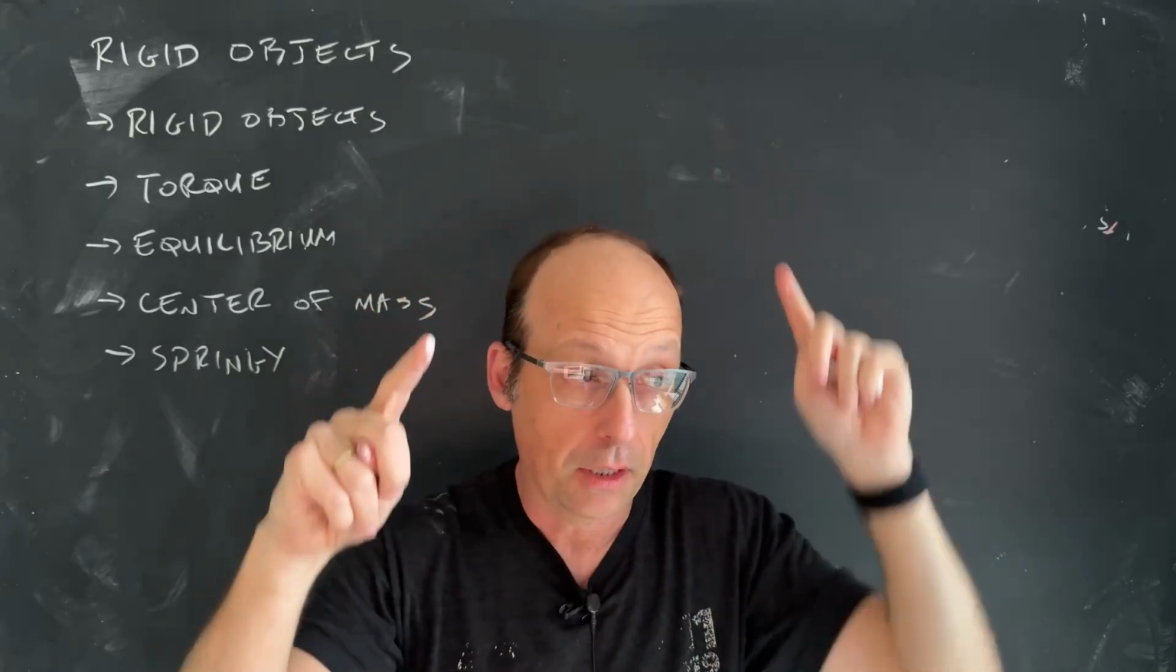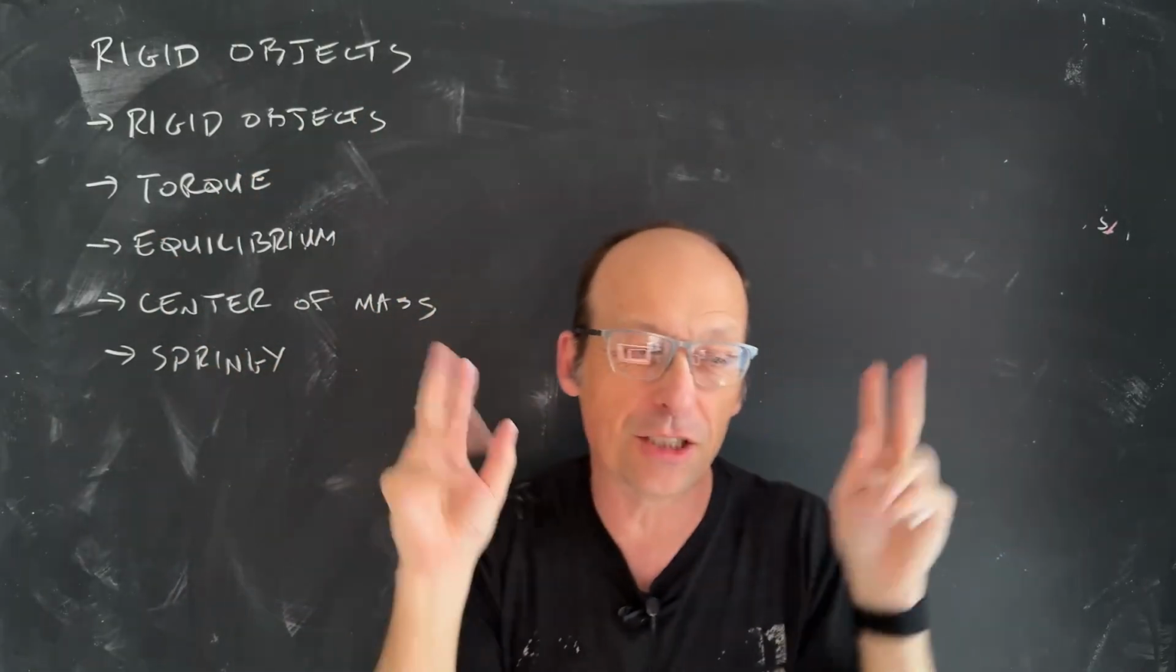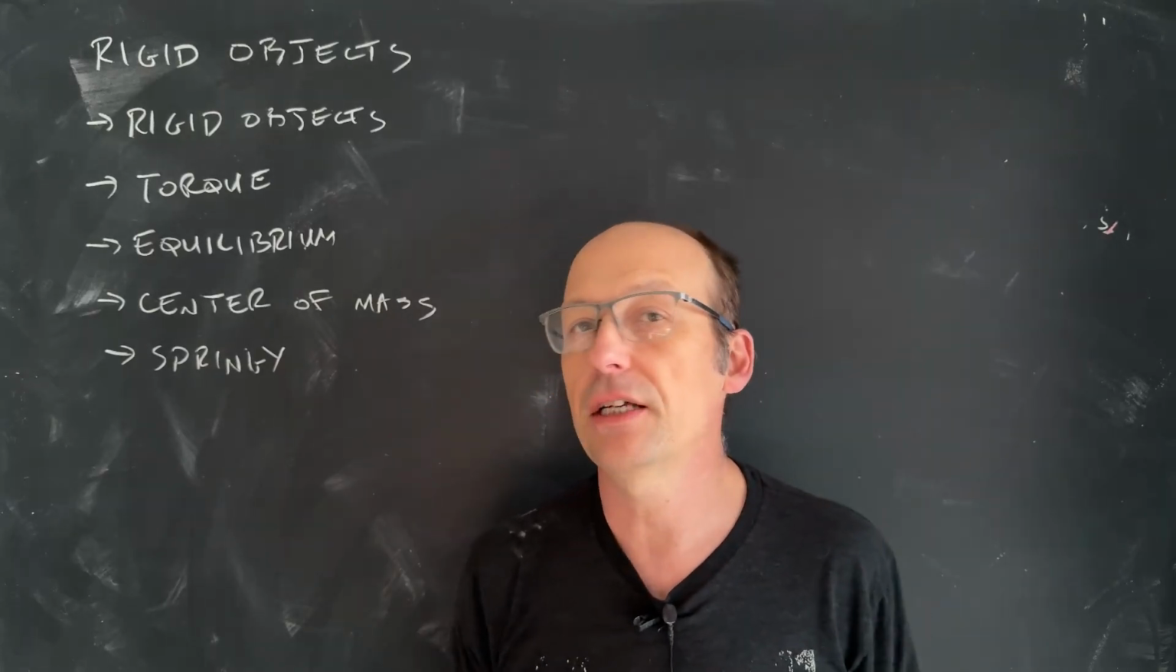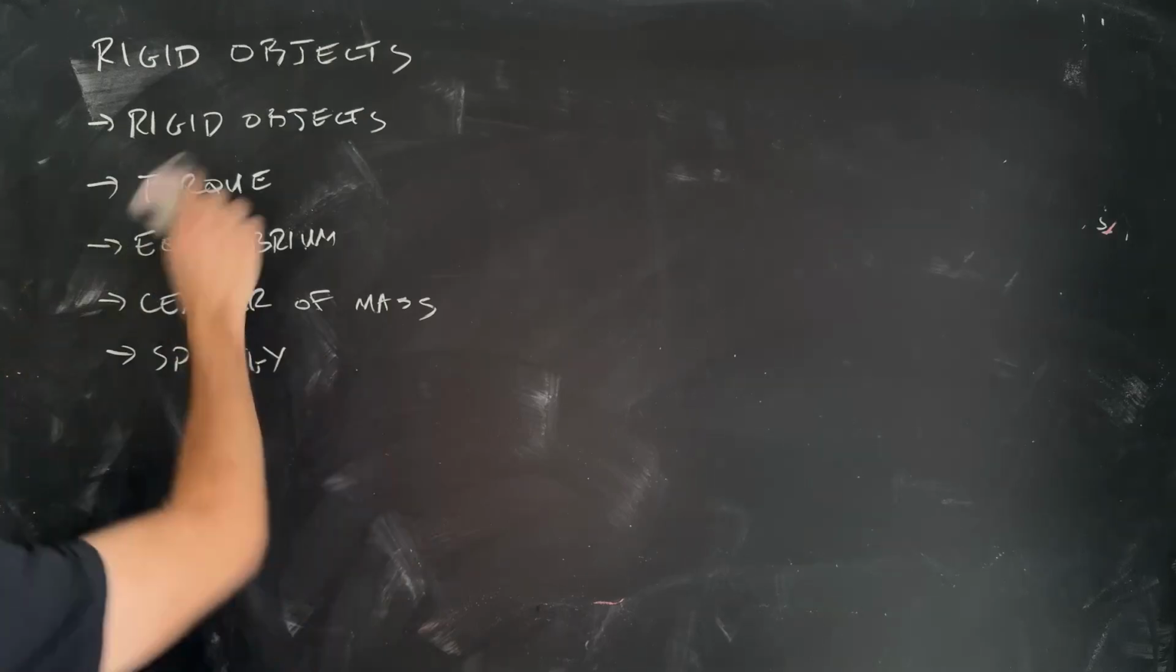Let's go. So I have my list here. We're going to talk about rigid objects, torque, equilibrium, center of mass, and then springy things. And that's just a bonus. It's really cool to think about, though, in a certain kind of way. So let's talk about rigid objects.